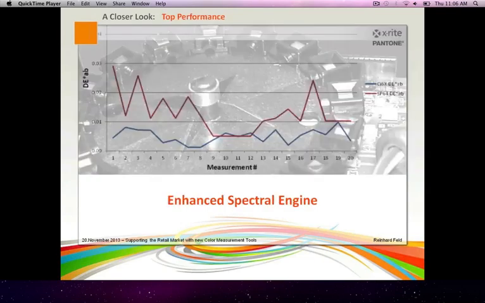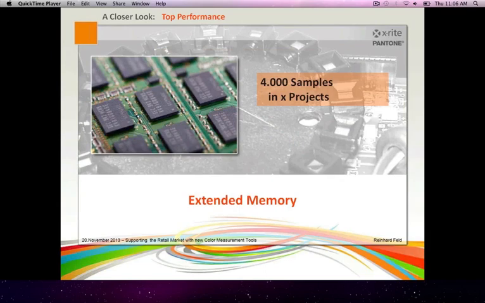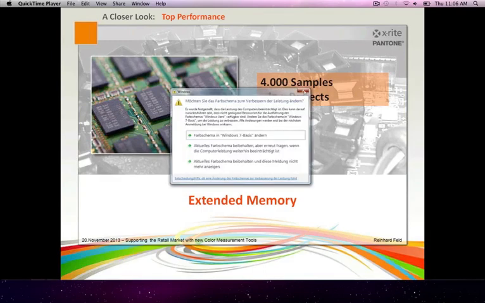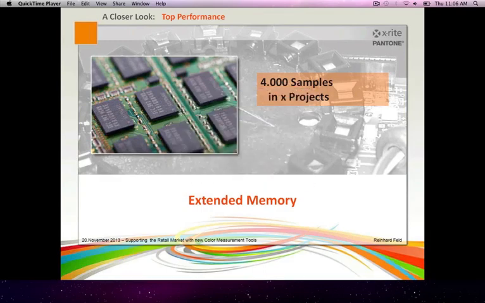In comparison to the old instrument, the SP52, we have made significant improvements in the spectral engine, so it gives a much better repeatability. It gives faster and more consistent measurements. You can store more samples into the instrument. This Ci61 instrument will allow to memorize 4,000 samples in a series of, and I believe it's up to 100 different projects.